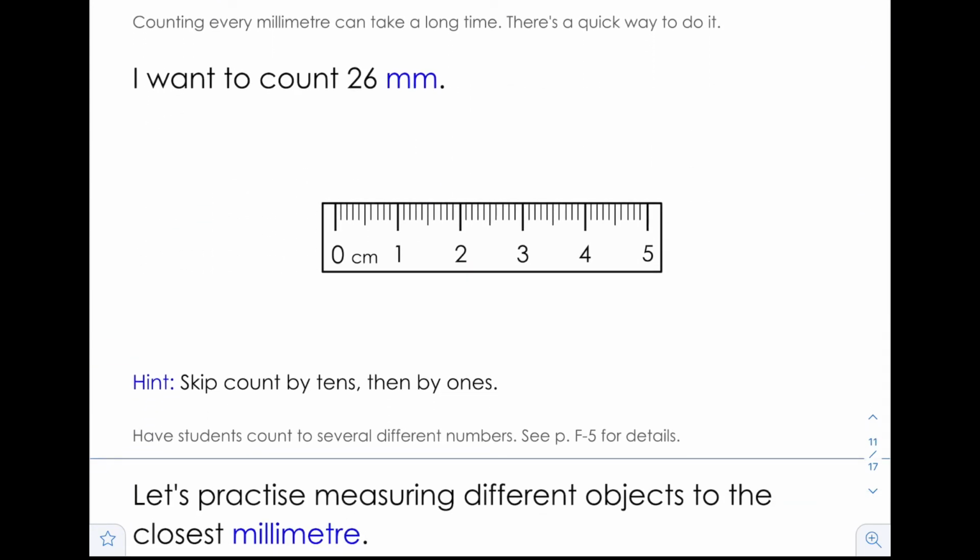So counting every millimeter takes time. You can sit there and count up to 26, 1, 2, 3, 4, 5, and so on. Or you could simply skip count by 10. So there's 10, there's 20, and now I can count the additional 6. 1, 2, 3, 4, 5, 6. So that would be 26 millimeters.